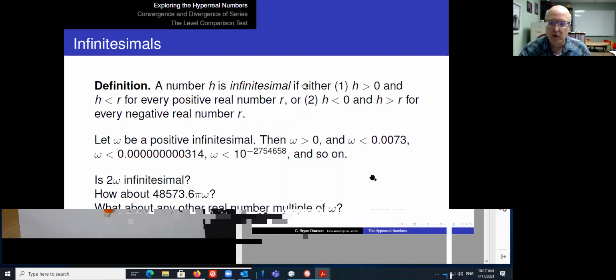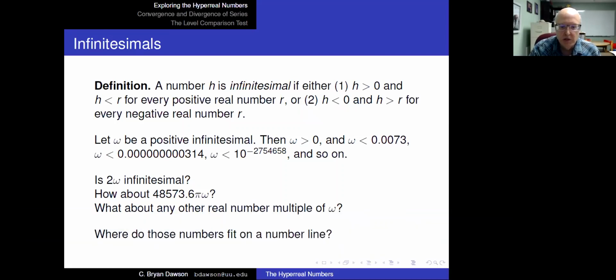If we're going to learn new numbers, think back to your experience in the past. One of the things you would do is figure out where those numbers fit on a number line. So where do you think these infinitesimals would have to fit on a number line?